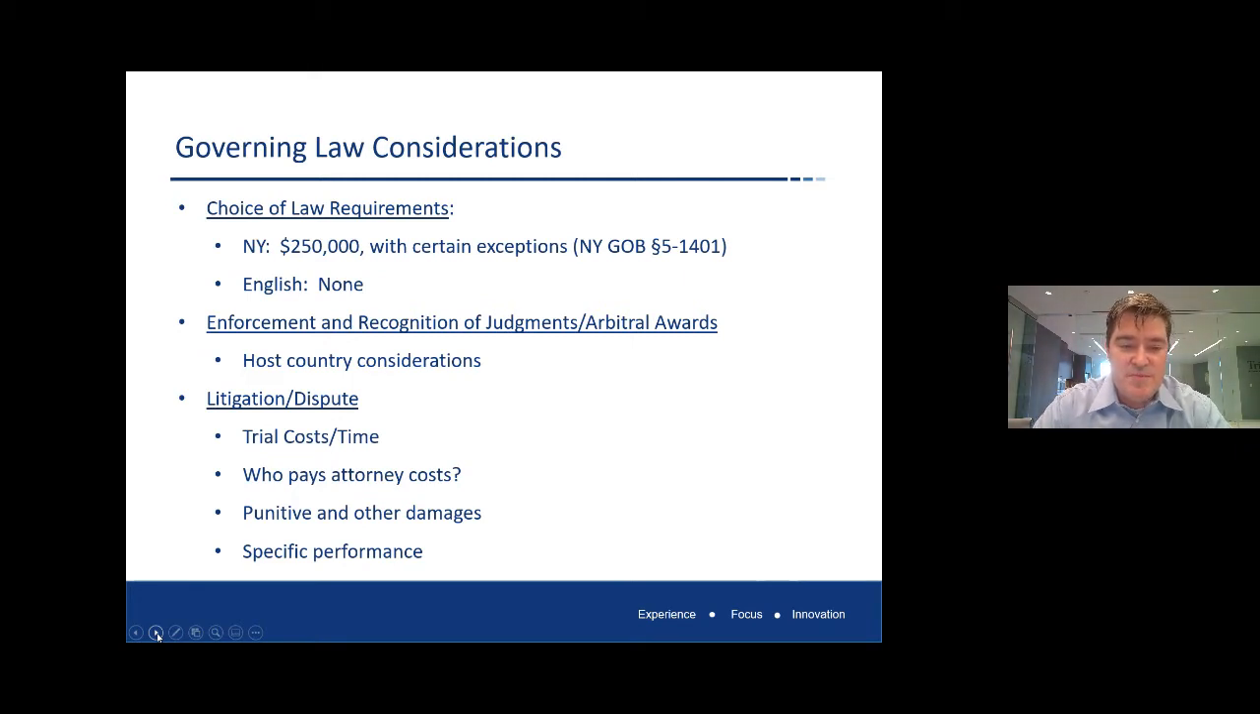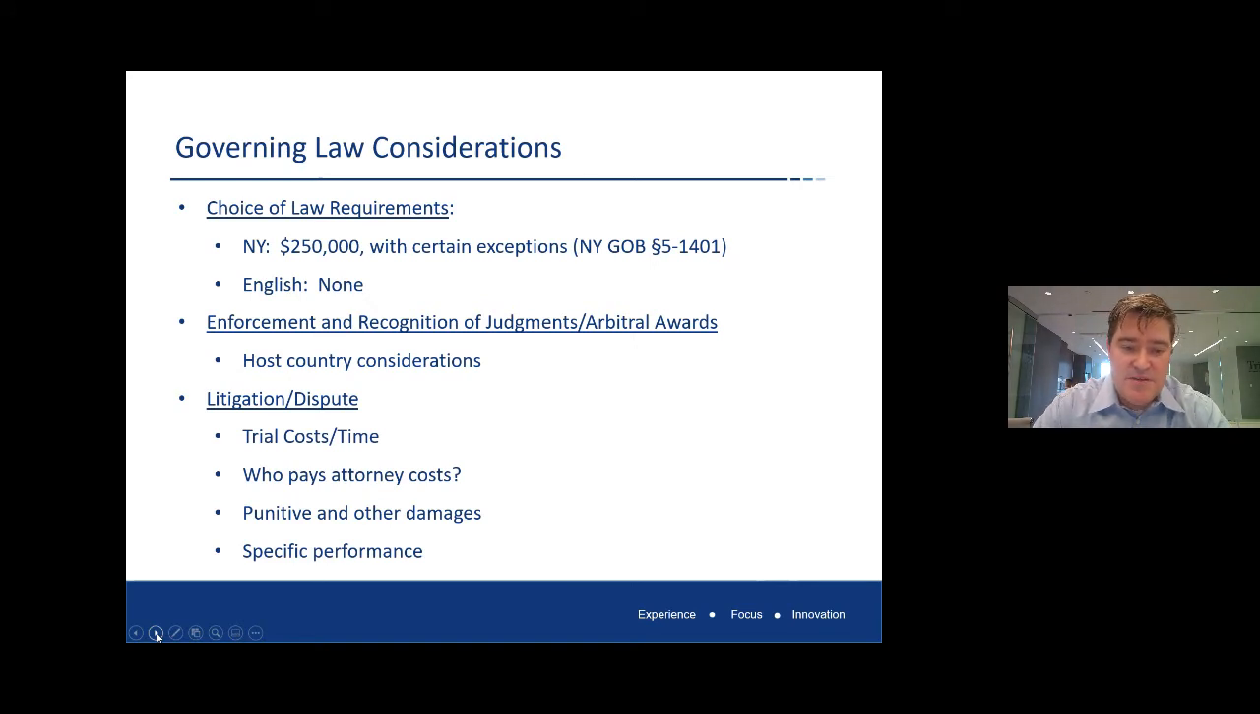Litigation and dispute. Here there are some differences. I think as a general matter, and this obviously varies depending on the nature of the dispute and the parties, litigation in New York courts tends to be more costly and take longer. Part of the reason for that is differences in discovery rules, which are more expansive in New York. So that's something to consider, particularly if you don't have arbitration in your contracts.